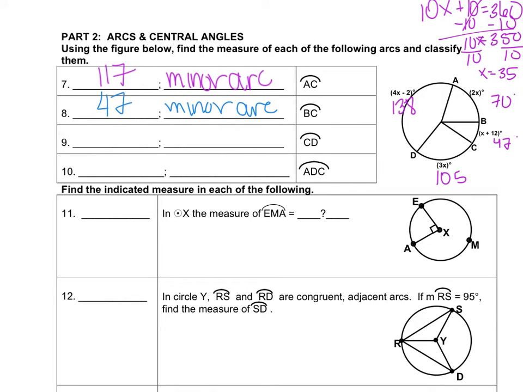Okay, on number 9, it's looking for from C to D. Well, that's 105 degrees. Since it's less than 180, it's a minor arc.